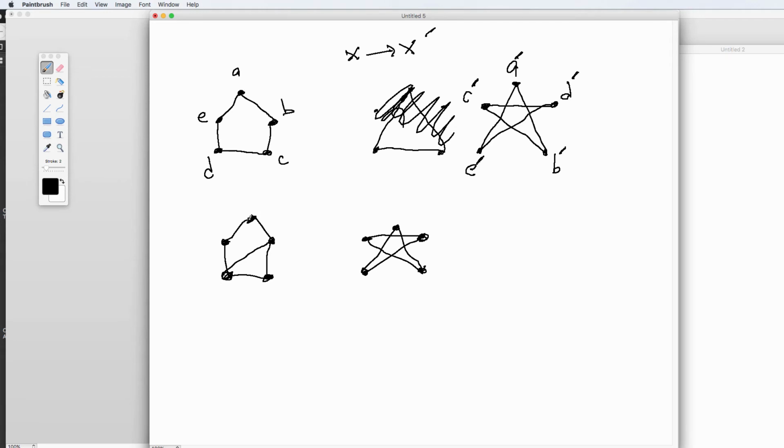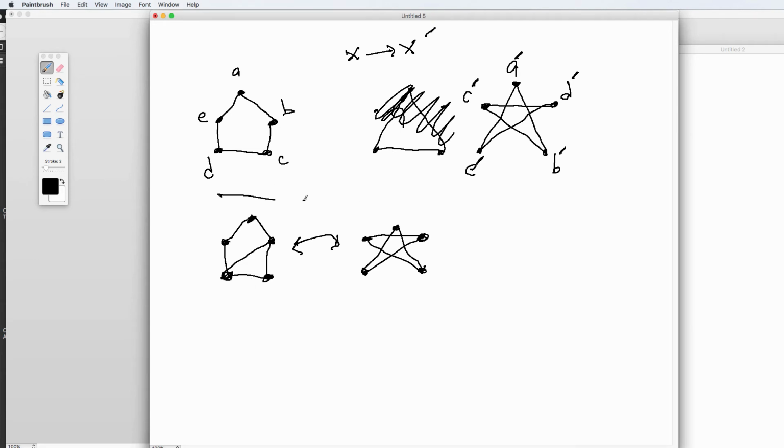Notice that this point here has two neighbors. And notice that this point here has two neighbors, but this point down here has three neighbors. 1, 2, 3. Likewise, this point over here has three neighbors. 1, 2, 3. But if I come over here, all 5 points have two neighbors. So there is no way that these two can be the same. Okay? So one way that I can tell that two graphs aren't the same is if I look at the points and they have different numbers of neighbors.